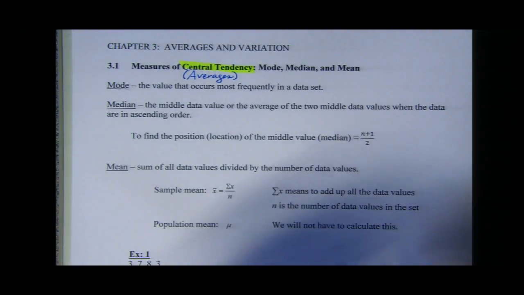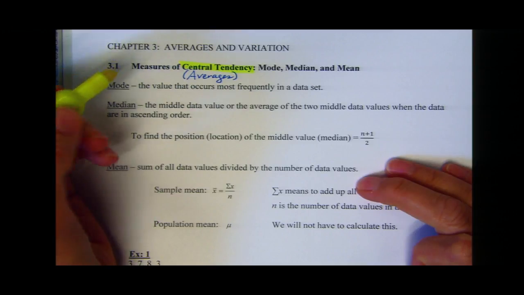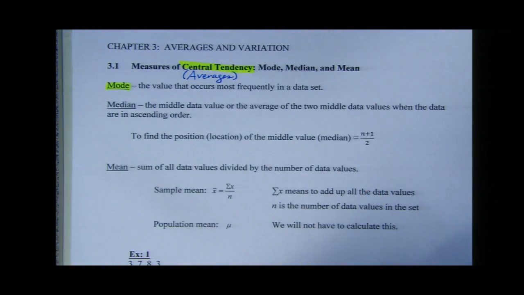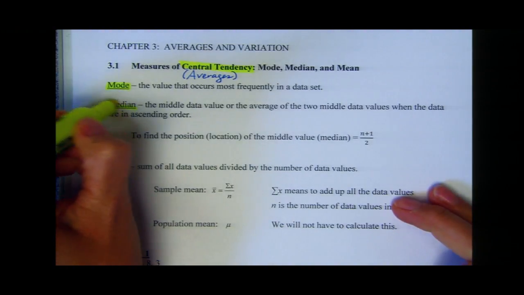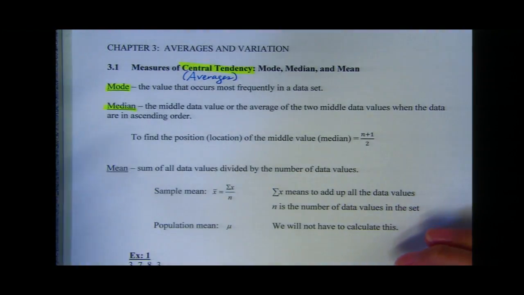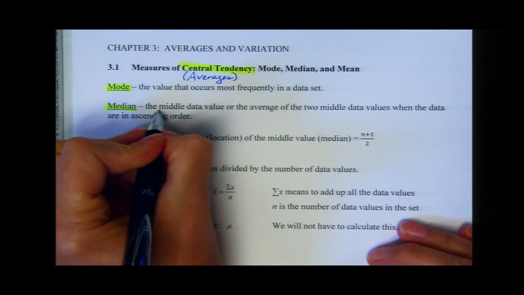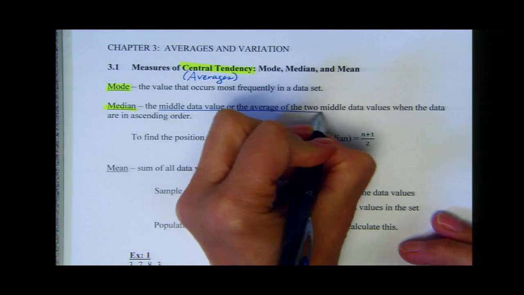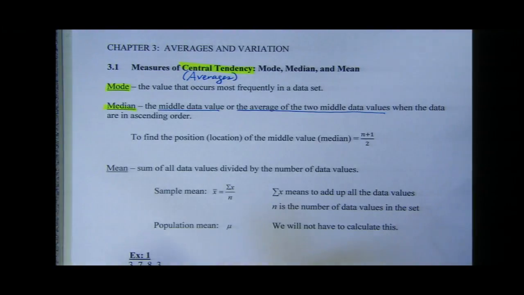So the first is the mode. The mode is the value that occurs most frequently in a set of data. The median is the middle data value or the average of the two middle data values. It just depends on how many total numbers are in your original set.